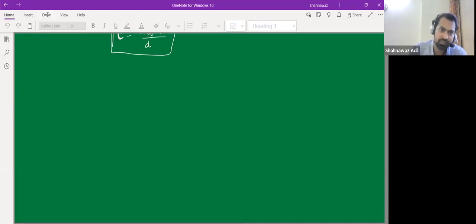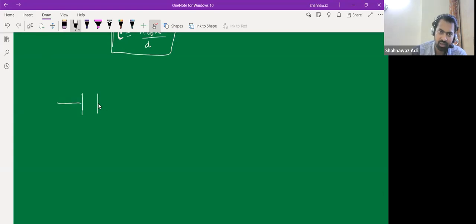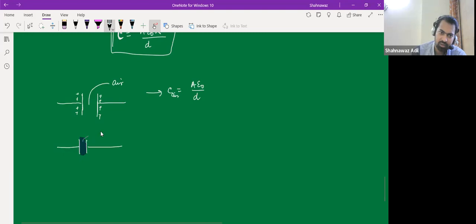Now, we know that we have a parallel plate capacitor, right? And the medium is air between the plates. So capacitance is A epsilon naught by D. This is the capacitance with air. And if we insert some medium in it with a dielectric constant K, the capacitance in the medium is equal to A epsilon naught K by D.